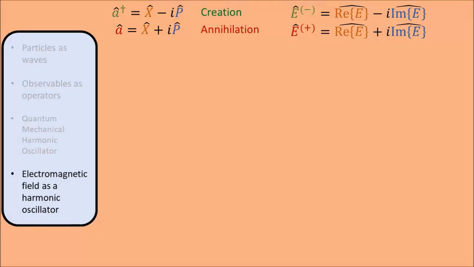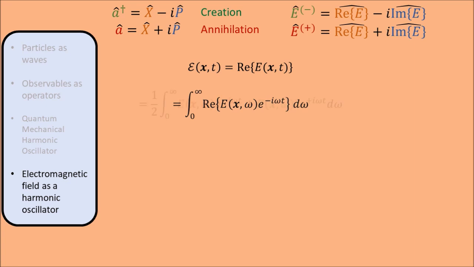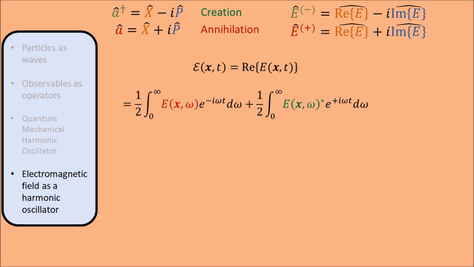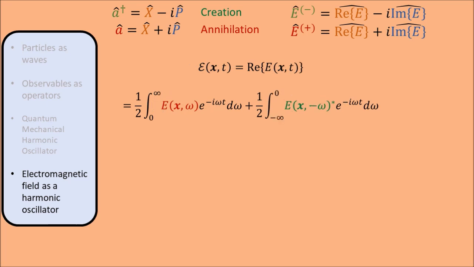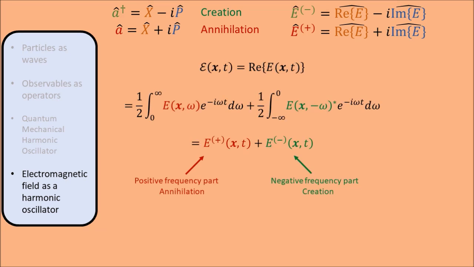In general, if we have a scalar polychromatic classical real-valued field, we can write it as the sum of real parts of complex-valued monochromatic fields. We can write the real part of E as 1/2 times E plus its complex conjugate, and we can write this as two separate sums. We can then substitute omega with minus omega, so that both sums contain the same exponential e to the power minus i omega t. The first sum is over all positive frequencies, and the second sum is over all negative frequencies.